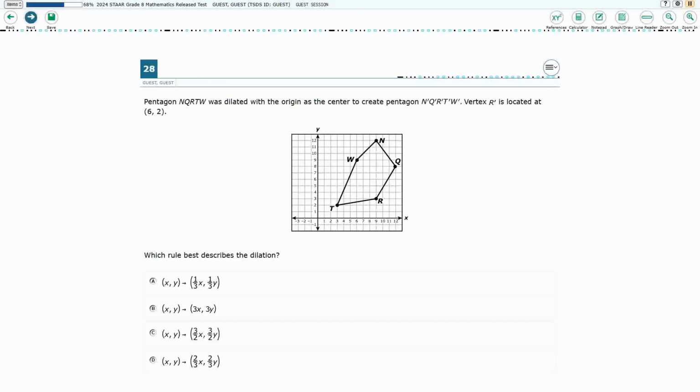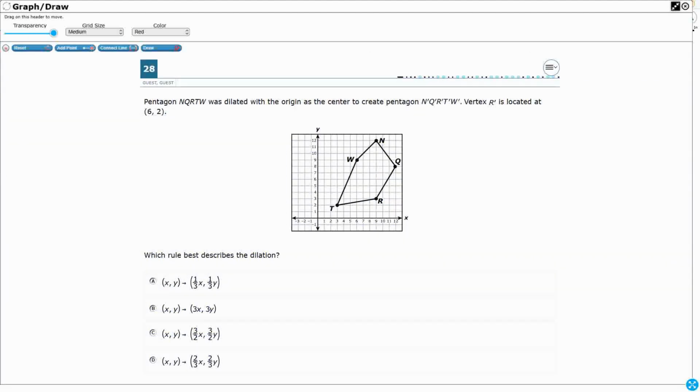For number 28, we are looking at dilation representations. This is 8.3c.